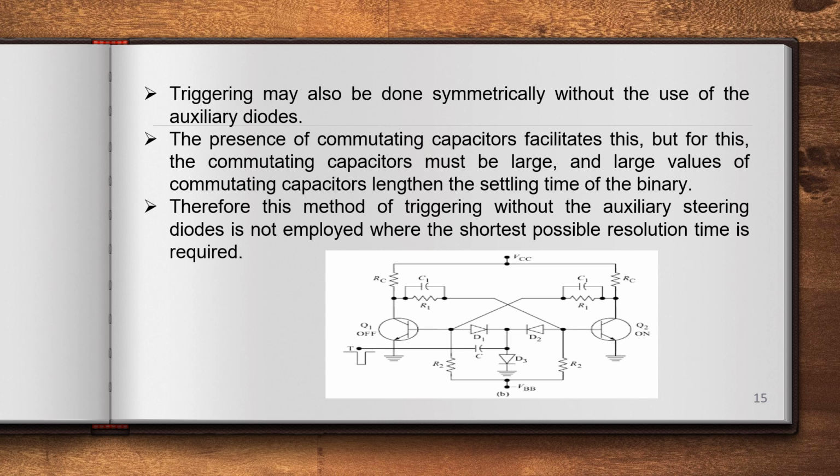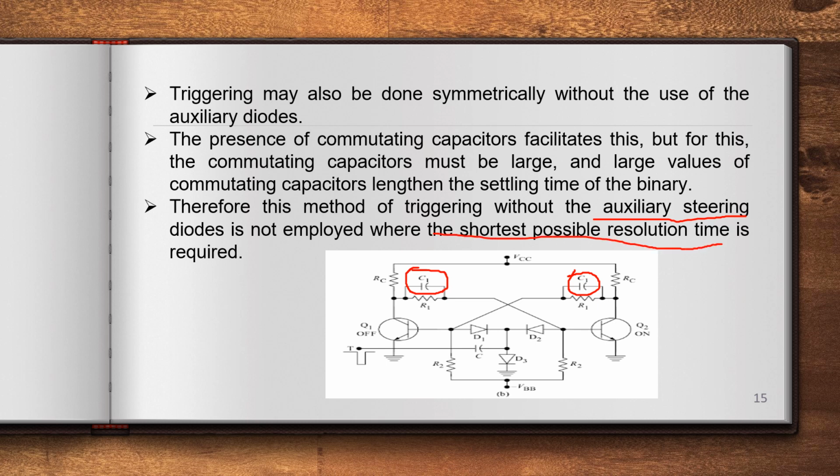Triggering may also be done symmetrically without the use of additional auxiliary diodes, because of the presence of commutating capacitors. We already discussed commutating capacitors. The presence of these commutating capacitors facilitates this, but for this the commutating capacitors must be large. The large values of commutating capacitors lengthen the settling time of the binary. This is also a problem. Therefore, this method of triggering without auxiliary steering diodes is not employed where the shortest possible resolution time is required.